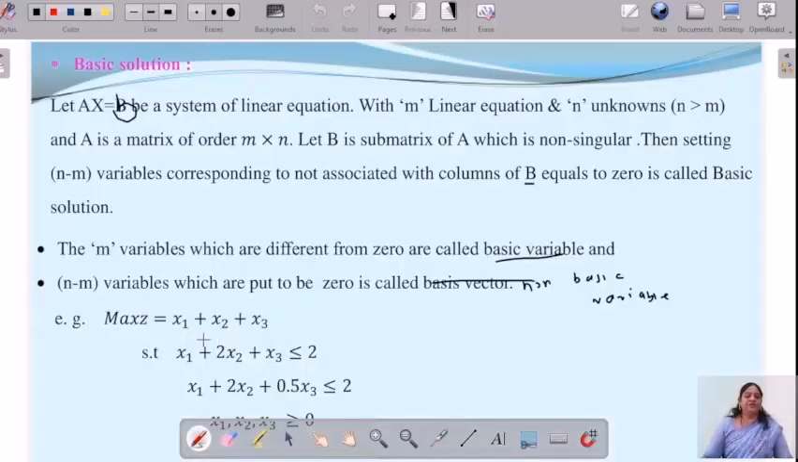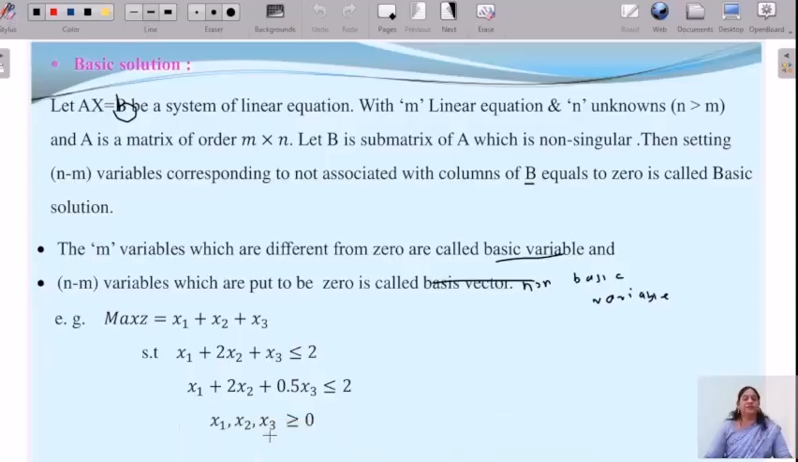We have the objective function: maximize z equal to x1 plus x2 plus x3, subject to x1 plus 2x2 plus x3 less than or equal to 2, and x1 plus x2 plus 0.5x3 less than or equal to 2. All x1, x2, x3 are greater than or equal to 0. We have to write the system in the form Ax equal to b. Therefore, since the constraints are of less than or equal to type, we add a slack variable in both constraints and it becomes standard form.